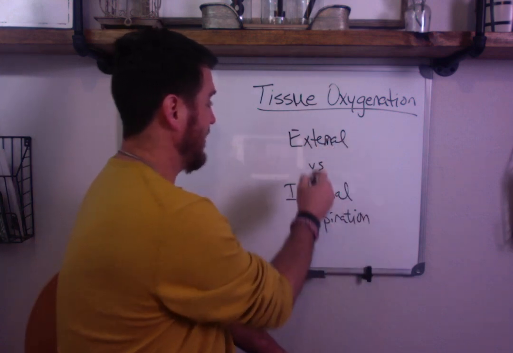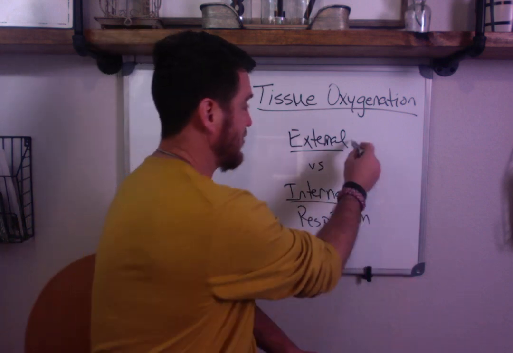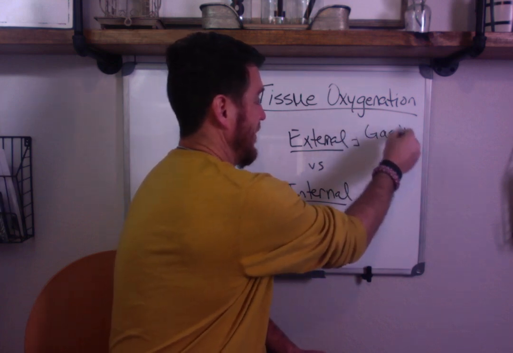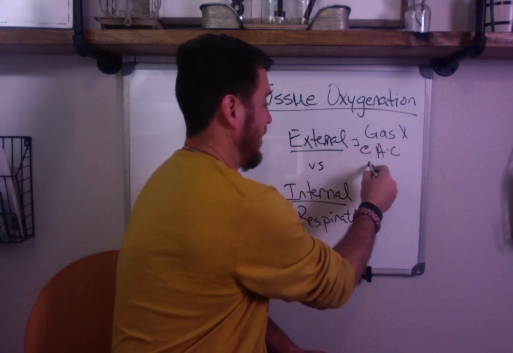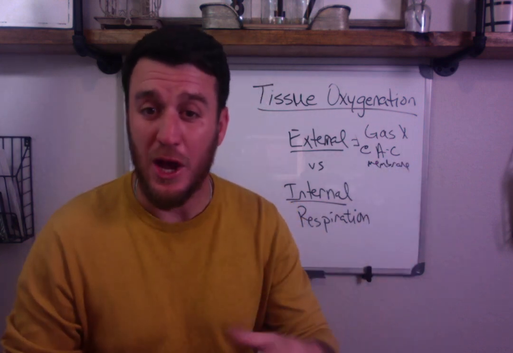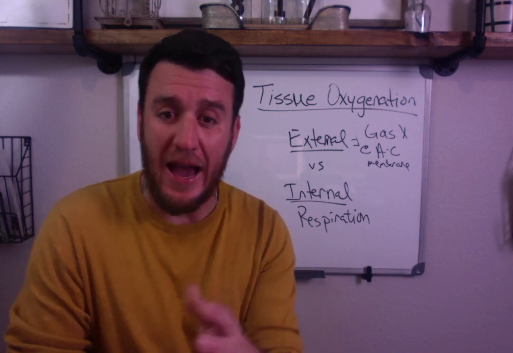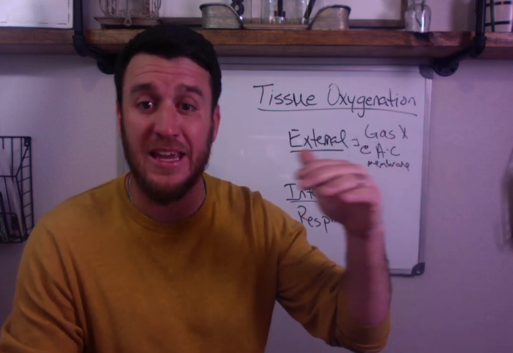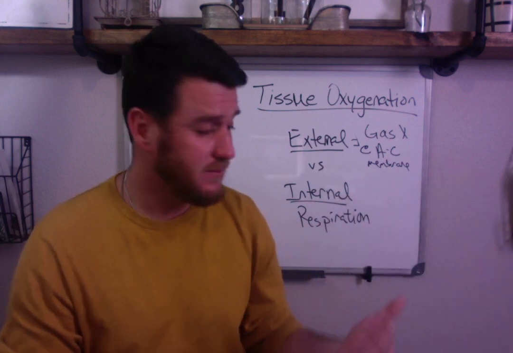I forgot an N right here. External respiration versus internal. What do these terms mean? Well, external equals gas exchange. I'm just going to say gas X at the AC membrane. This is at the level of the alveoli, which is what a PaO2 is reflective of. Is there adequate oxygen getting from the alveoli into the pulmonary capillaries and into arterial circulation?